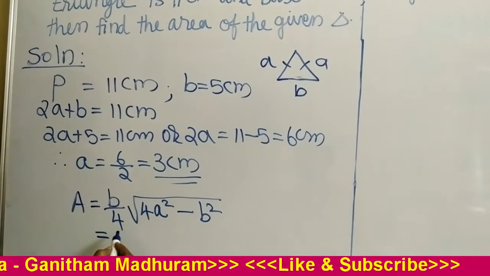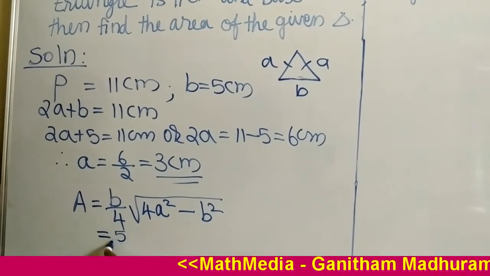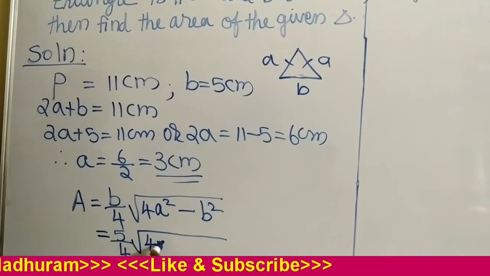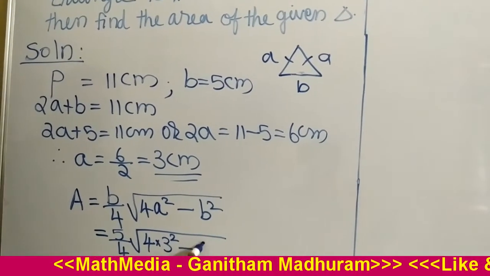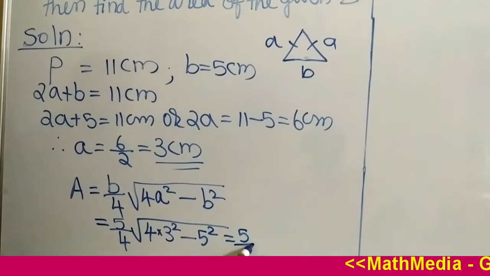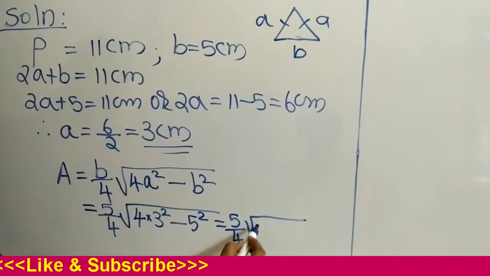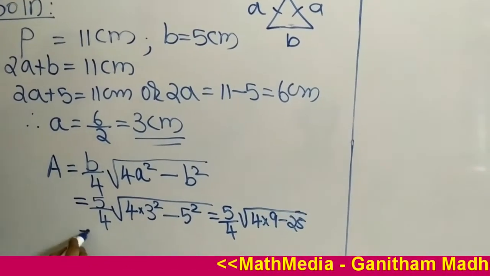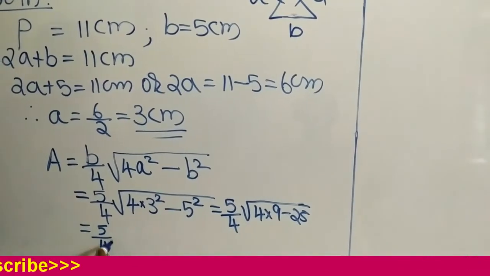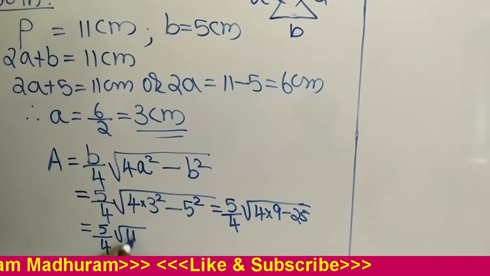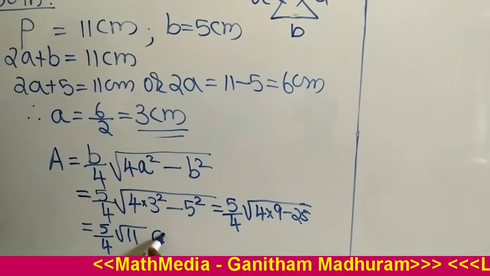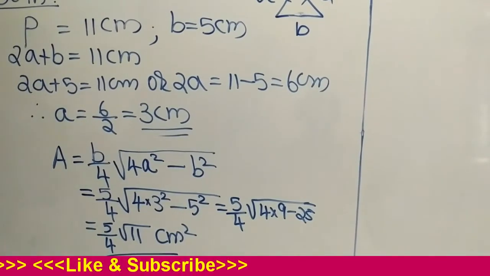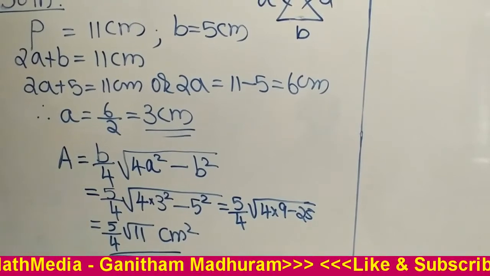Now substitute the values. We get our base is 5 upon 4 into square root of 4 into a square, equal side is 3, square minus 5 square, that is 5 by 4 into square root of 4 into 9 minus 25, that is equal to 5 by 4 into square root of 36 minus 25, which is 11. That is 5 root 11 by 4 centimeter square. This is the area of an isosceles triangle. The same you can solve with Heron's formula also.